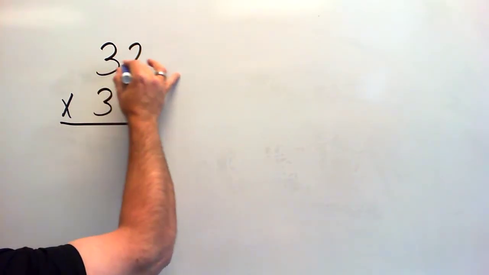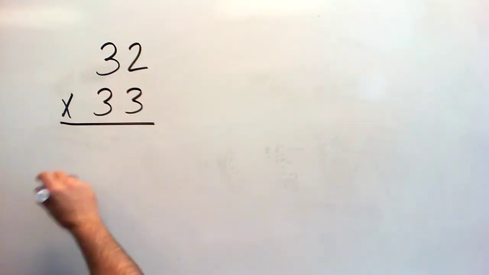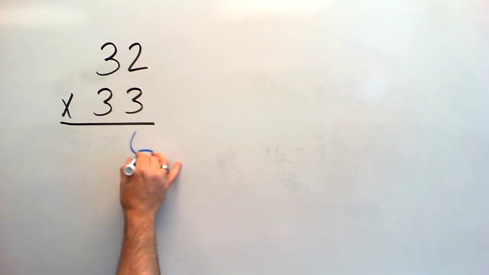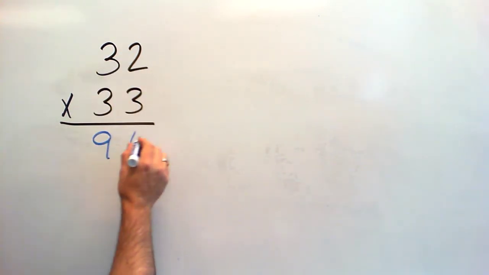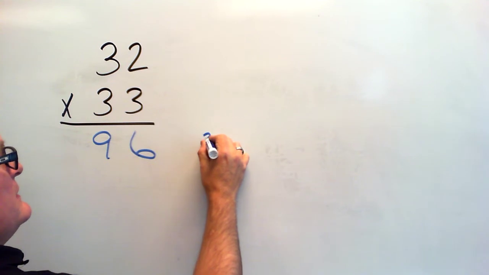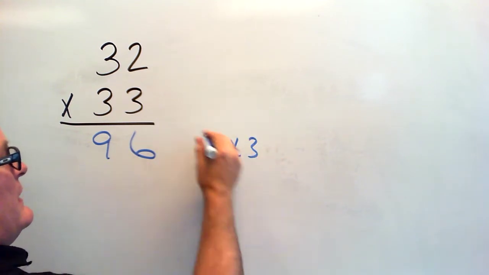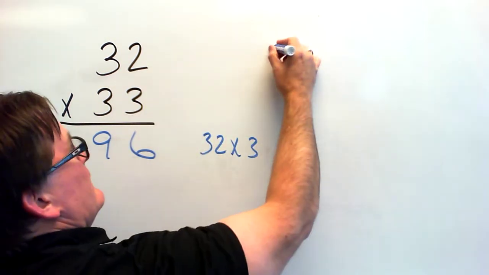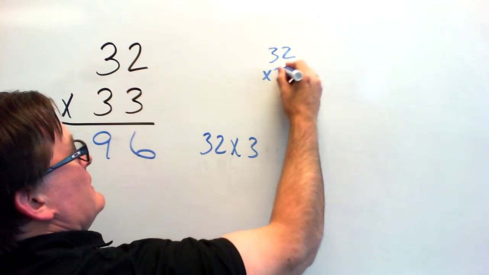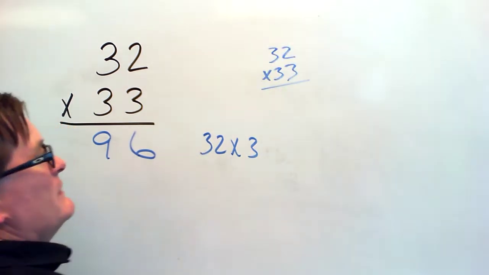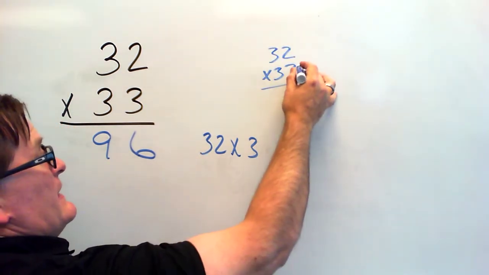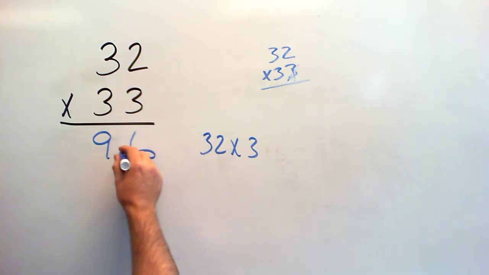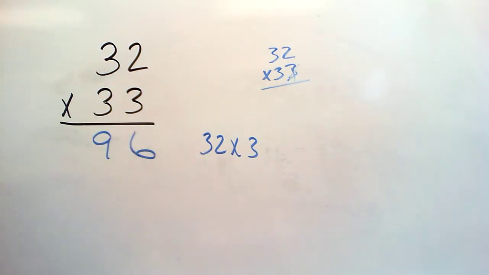Just like we're multiplying 32 times 3, and that part is not there. 3 times 2 is 6. 3 times 3 is 9. So we've taken care of 32 times 3. Remember that in 32 times 33, it's really 33 groups of 32. Now we've taken care of 3 of those groups of 32. We have 30 now remaining.